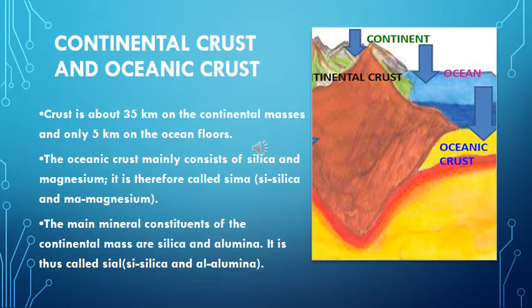The main mineral constituents in the continental land area, the continental crust, are silica and alumina. In short we can call it SiAl, because the short form for silica is Si and for alumina it is Al. So remember children, SiAl means continental crust, SiMa means oceanic crust.